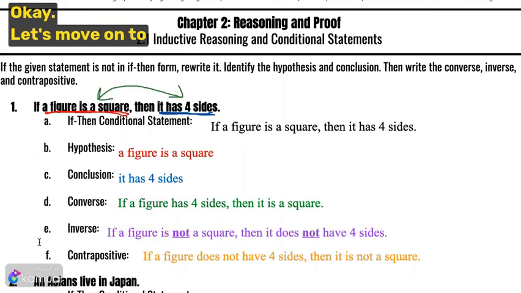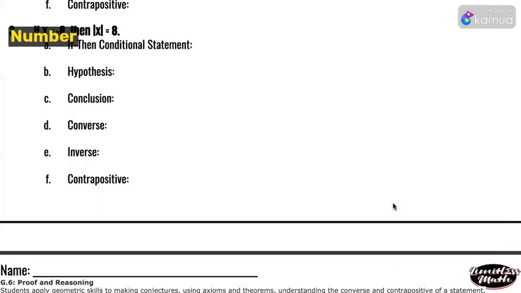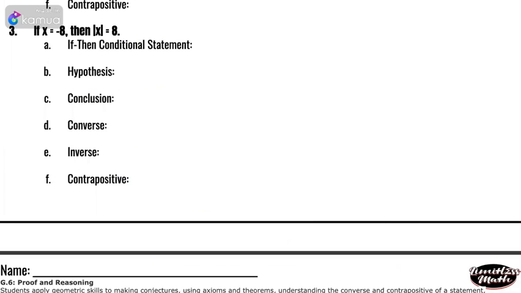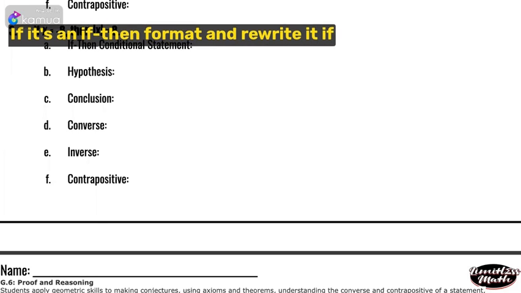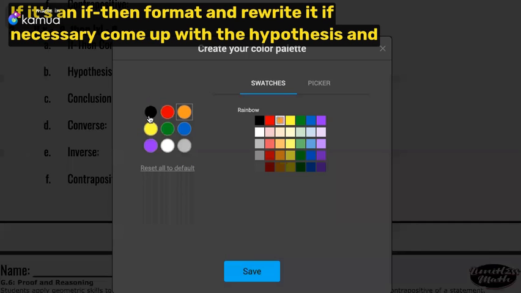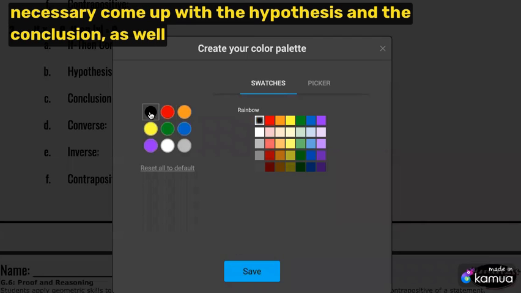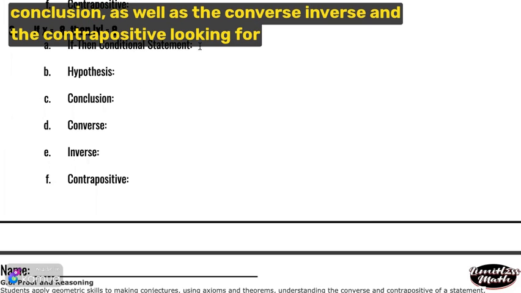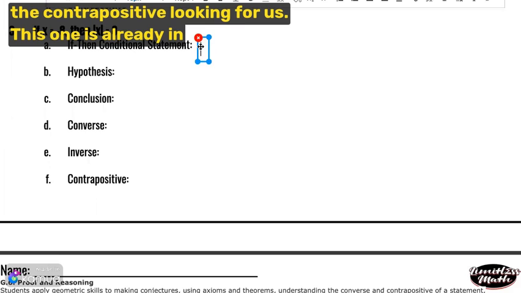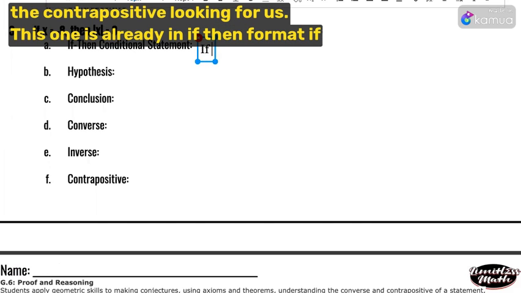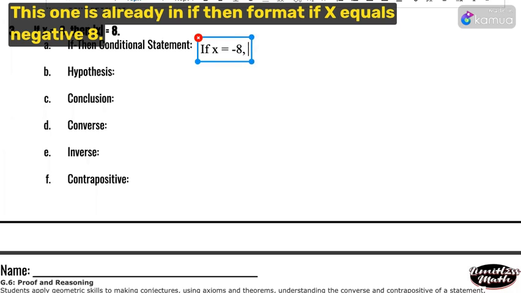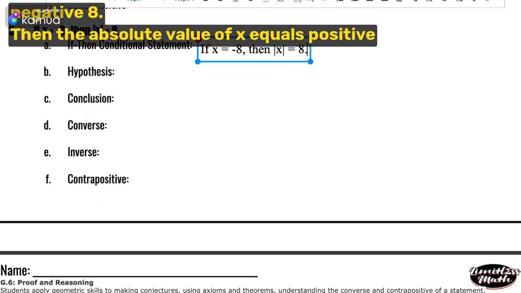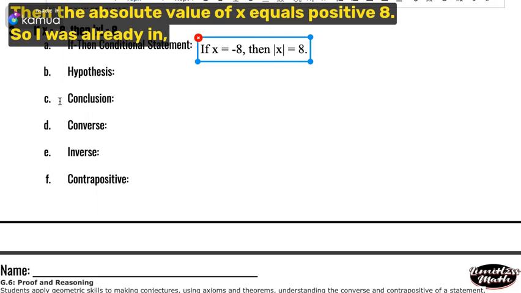Let's move on to number 3. For number 3, we need to do the same thing, determine if it's an if-then format and rewrite it if necessary, come up with the hypothesis and the conclusion, as well as the converse, the inverse, and the contrapositive. Lucky for us, this one is already in if-then format. If x equals -8, then the absolute value of x equals +8. So that was already in if-then format.